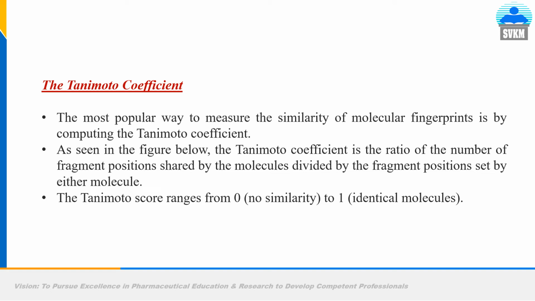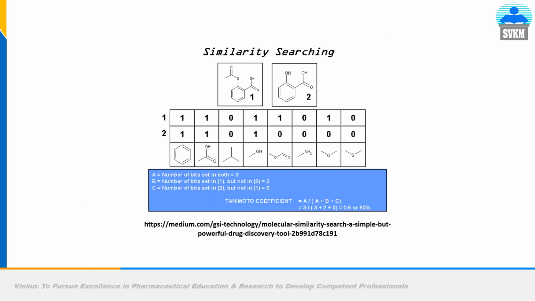The Tanimoto score ranges from 0 to 1. 1 means both the molecules are almost identical. 0 means both the molecules are matchless. There are no matching features, or they are not comparable. They do not have anything in common.